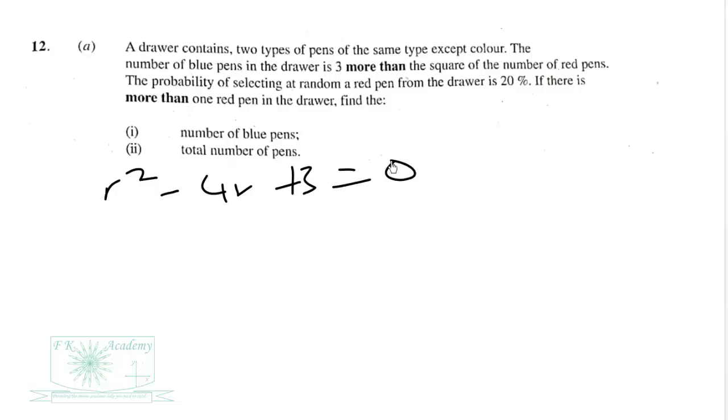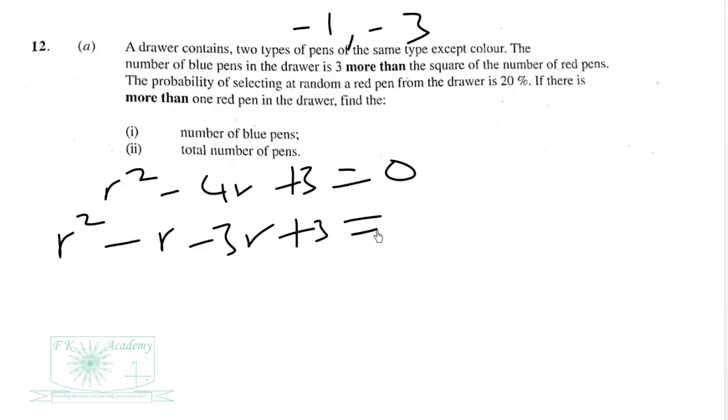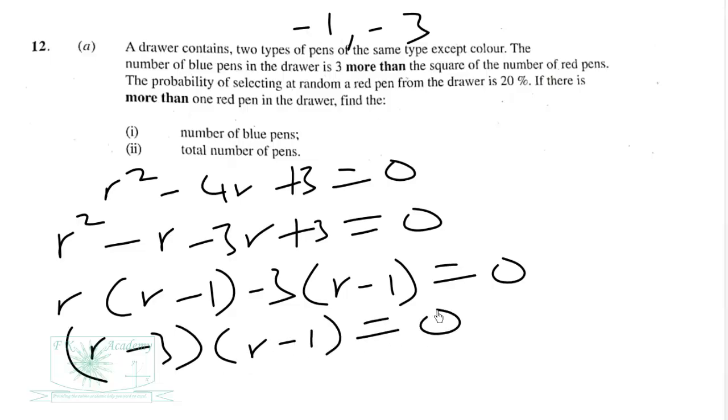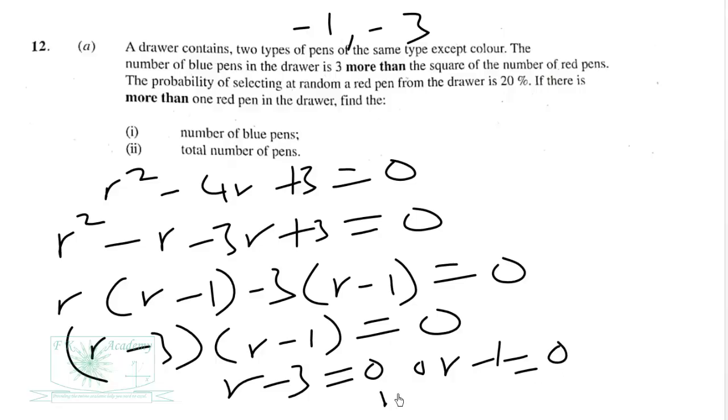Factors of 3 that when we multiply we get 3, and when we add we get negative 4, are negative 1 and negative 3. So we have r squared minus r minus 3r plus 3 is equal to 0 when we split the middle term. So r minus 1, r minus 3, equals 0. Either r minus 3 equals 0 or r minus 1 equals 0. Hence we have the red pens to be 3 or 1.